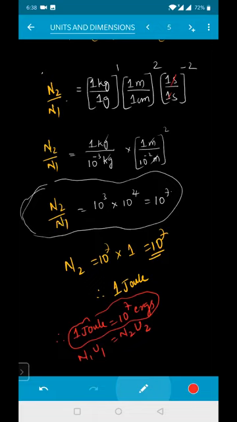Actually, yesterday we took it by mistake in the conversion of units. We took 10 to the power of 7 joule, but that was the condition we had taken there. Okay? Chalo.